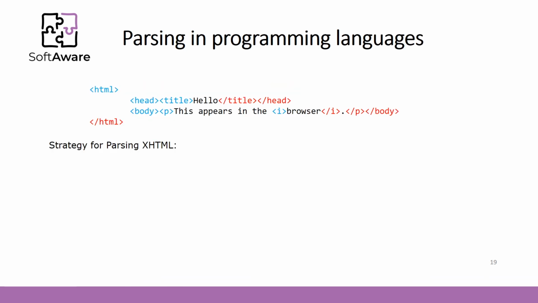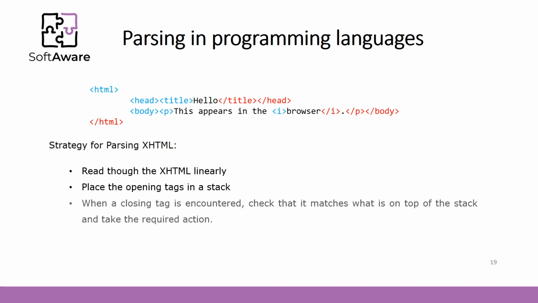We have said that most of the parsing uses a stack to check user inputs for correct syntax. In this example, we will look at an XHTML script and see how stacks are involved in parsing. The strategy for parsing XHTML syntax is we read through the XHTML linearly and place the opening tags in a stack. When we encounter a closing tag, we check if it matches what is on top of the stack and take the required action.